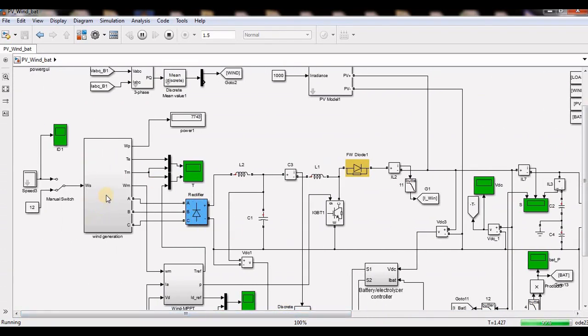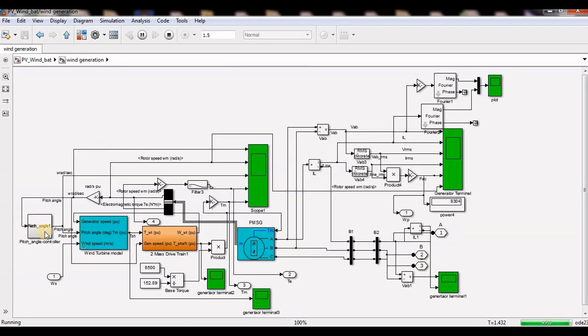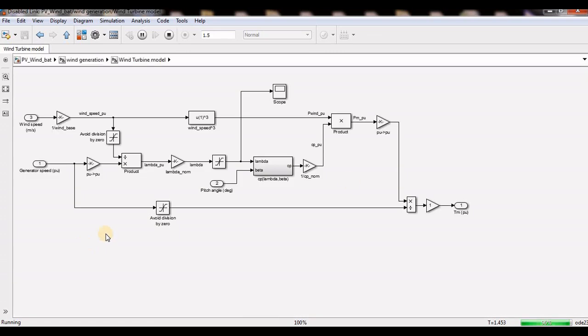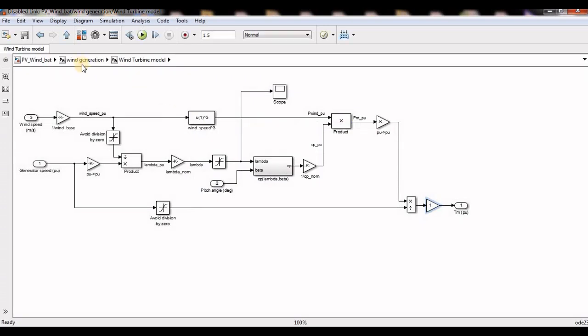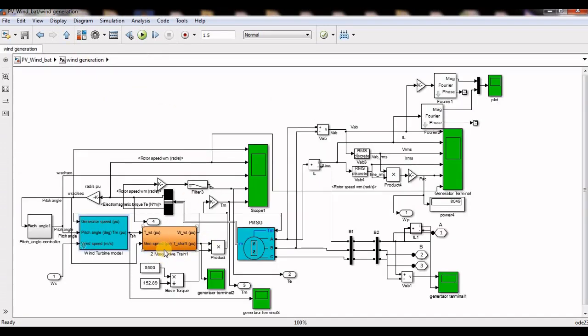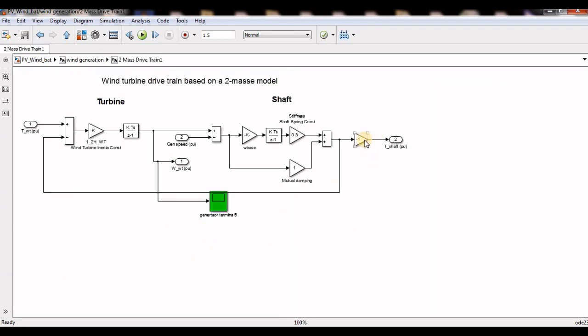The mainly wind turbine I modeled, I took the wind turbine model from the library and I made some modification. You can open your model, and here you may get -1 as a constant gain, but I took +1 because I want to connect the 2 mass drive. So after the 2 mass drive I connected the negative gain before giving to this PMSG. I connected the negative gain here.